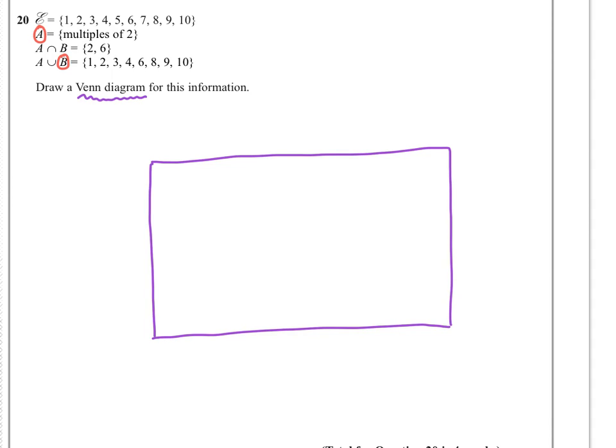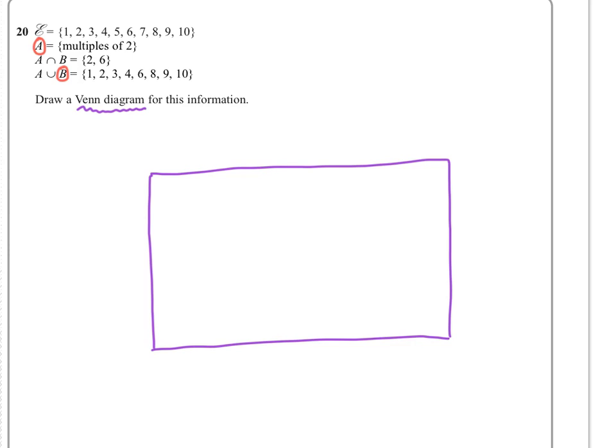Now it says here that A is multiples of 2, and it also says something quite important here, that there's something called a universal set. It's this symbol here, which is quite a strange symbol. But that's the universal set, and it tells you that this Venn diagram must contain 1, 2, 3, 4, 5, 6, 7, 8, 9 and 10.